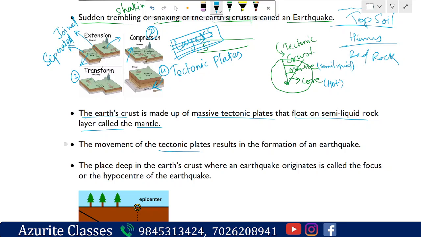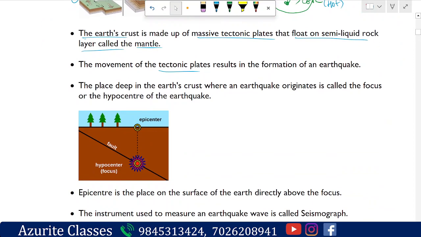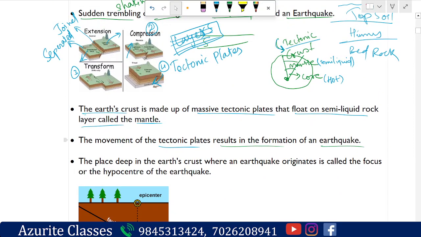Because of movement or some deformities, those tectonic plates get separated, or they move against each other and crush each other. When those things happen, the earthquake happens. So tectonic plates float on the semi liquid rock layer called mantle. The movement of tectonic plates results in the formation of earthquakes, as the earth moves and separates.